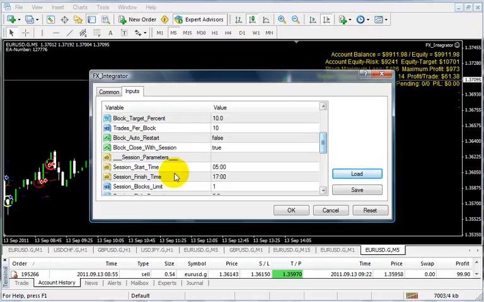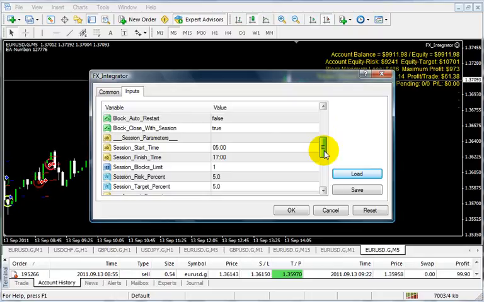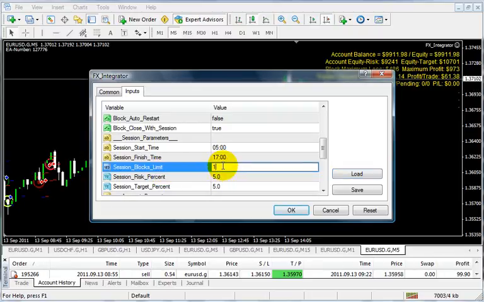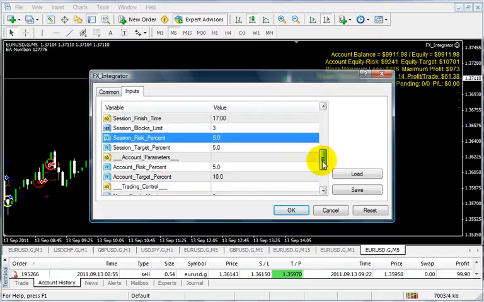Also, we've got set session parameters. If we're outside the session that we want to trade, this will trade from 5 a.m. to 5 p.m. basically. It'll have one block. We can change that setting to whatever, 2 blocks, 3 blocks, whatever within the session. We also have session risks and targets. Also, we'll just scroll down.